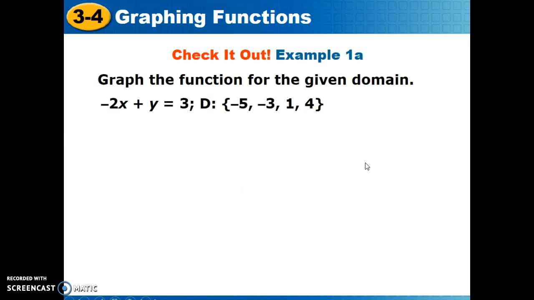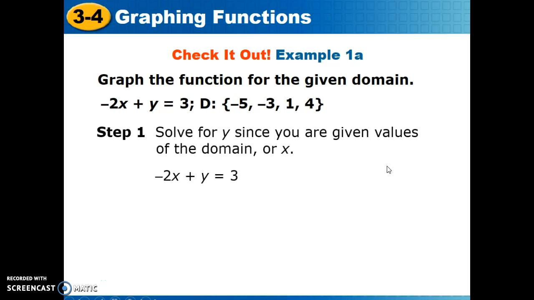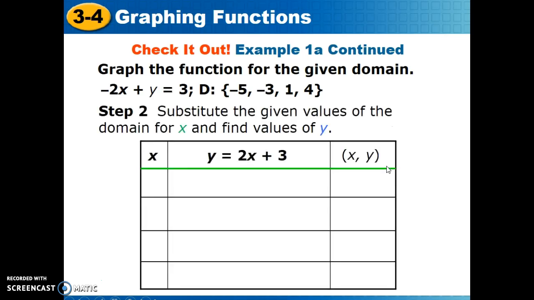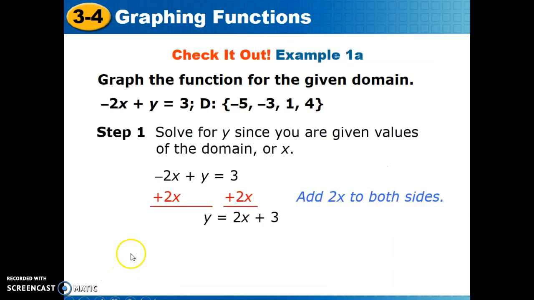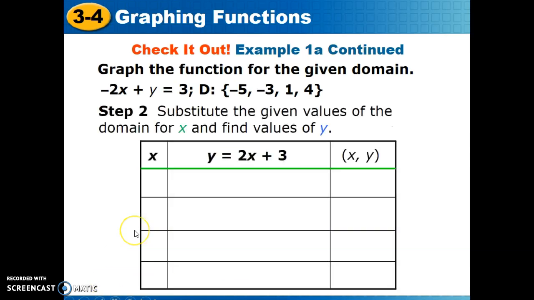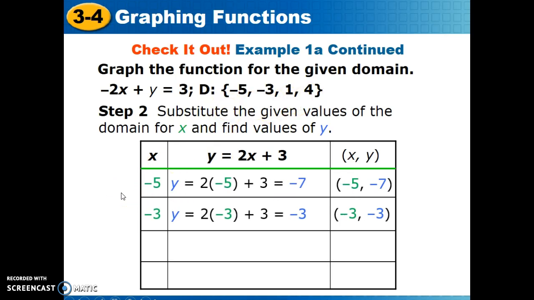You guys check it out. 1a, I want you to, for the given domain, find the ordered pairs and graph them and come back and check your answer. So what we should see, same steps. For the given domain, we're going to simplify the function by adding 2x to both sides. Adding 2x to both sides gives us y equals 2x plus 3. Setting up our table, we're inputting the values negative 5, negative 3, 1, and 4.